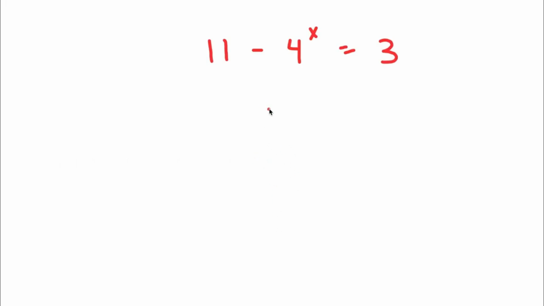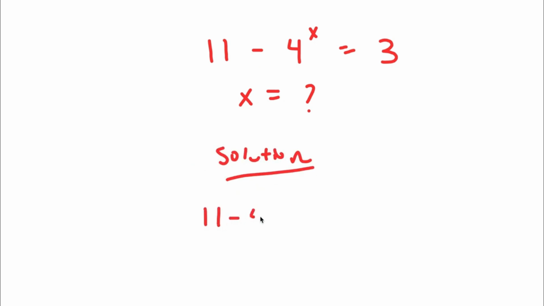Alright, so in this problem, I have 11 minus 4 to the power of x is equal to 3. So I want to find the value of x here. So for my solution, I'm going to first start with 11 minus 4 to the power of x is equal to 3.